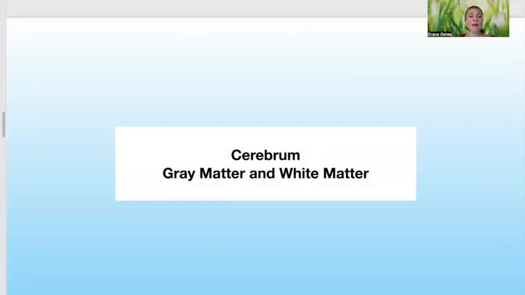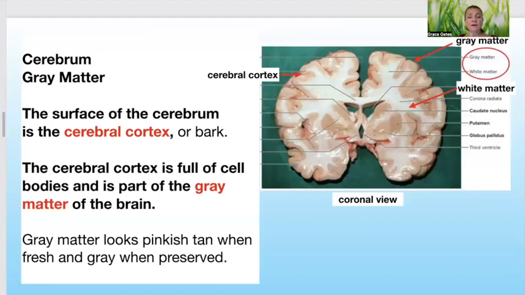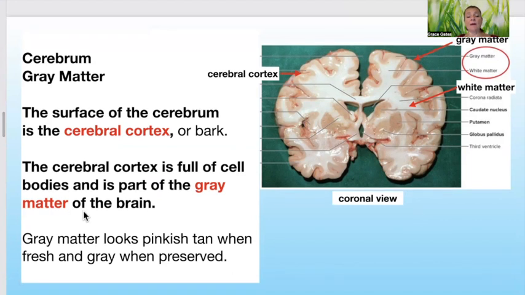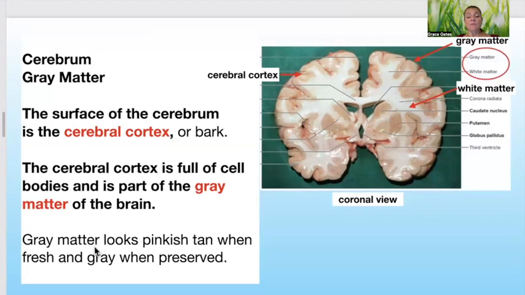Okay, cerebrum, gray and white matter. The surface of the cerebrum is the cerebral cortex. Cortex is bark. The cerebral cortex is full of cell bodies, and therefore is part of the gray matter of the brain. Gray matter actually looks pinkish tan when fresh. So this is a fresh specimen in the picture here, and gray when preserved.